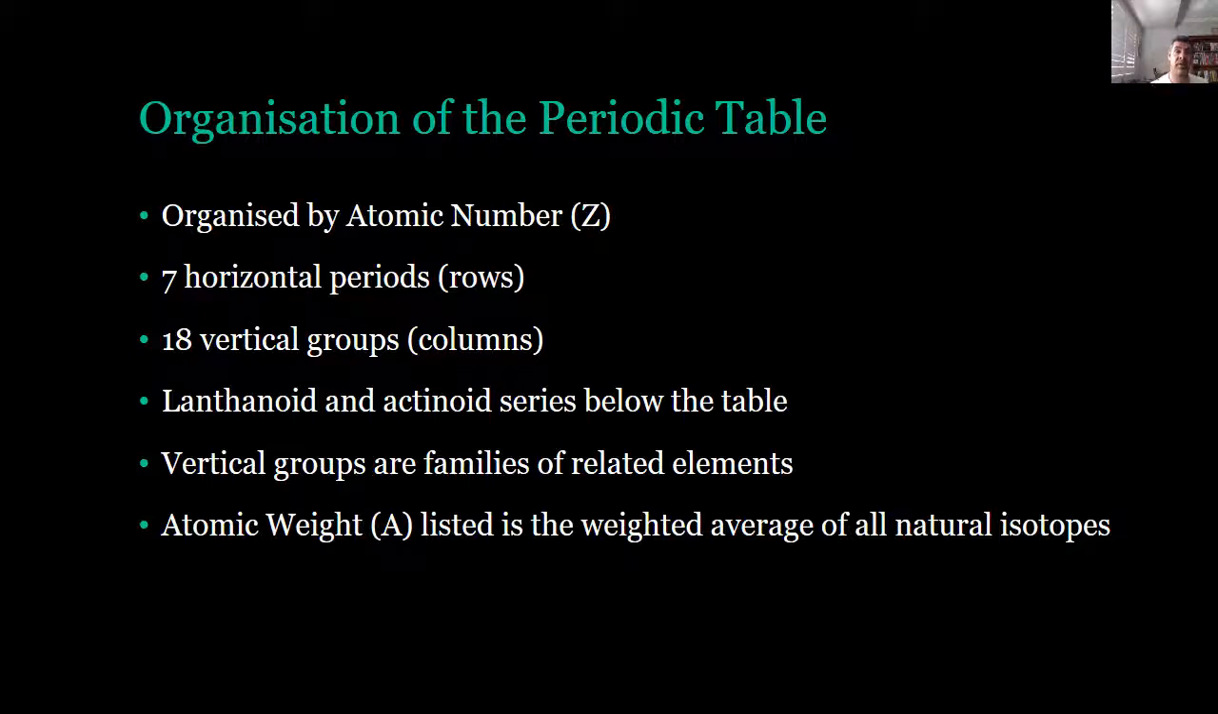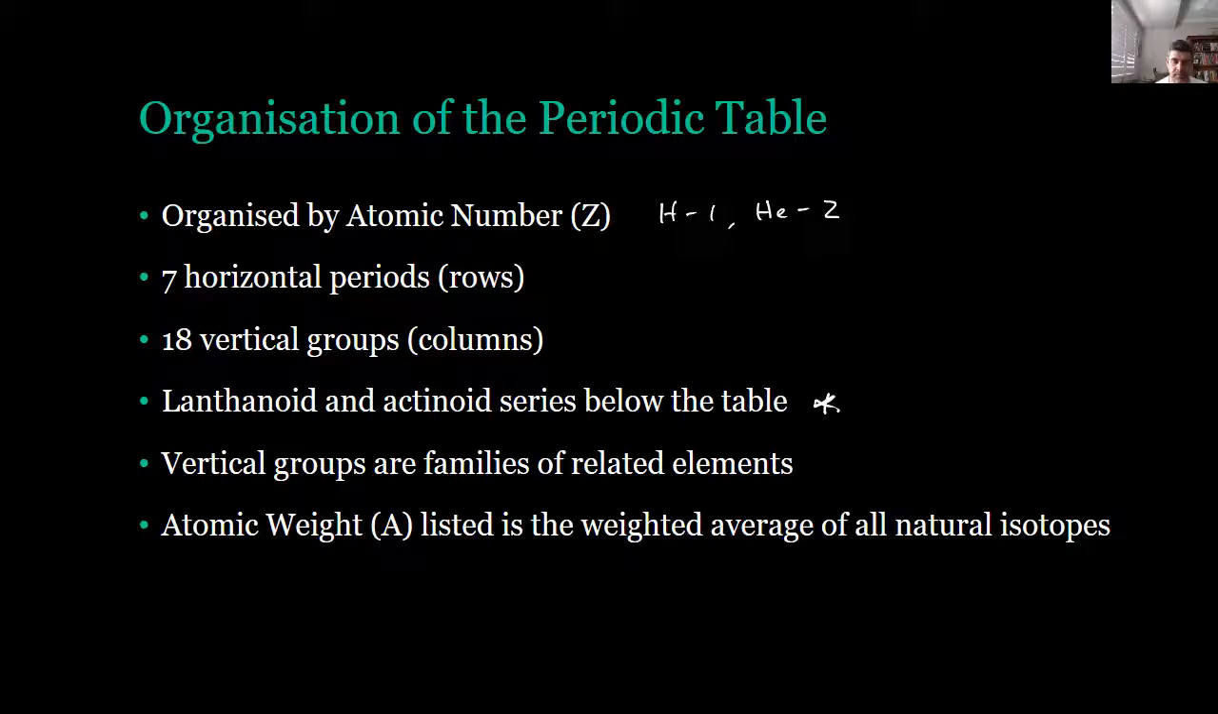Firstly, the periodic table we now know is organized by atomic number. So hydrogen is number 1, helium is number 2, and so on. There are 7 horizontal periods, and it's sometimes a little bit difficult to see that because the lanthanoid and actinoid series are sitting below the table, where in actual fact they should sit in a position within the table that would actually make the table much longer. To avoid that, we've removed them and we put them down at the bottom and kind of indicate where they would go.